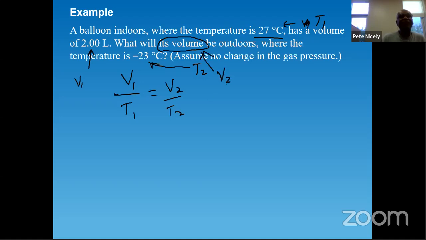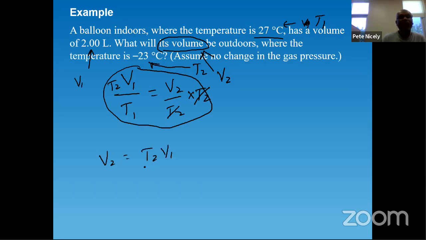So basically what we have to do is rearrange this equation to solve for V2. That can be easily done by multiplying both sides by T2. When you multiply both sides by T2, these will cancel out, so you'll be left with V2 is equal to T2 V1 over T1, all right?